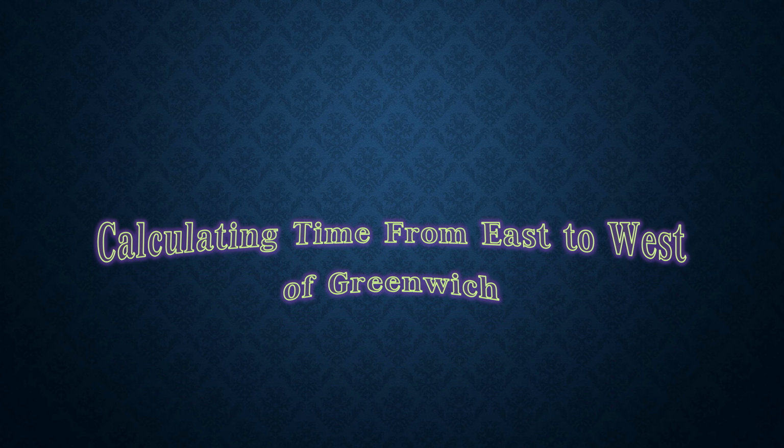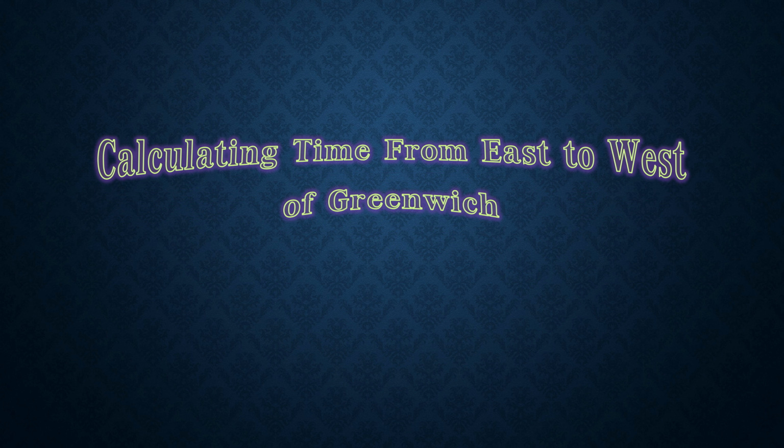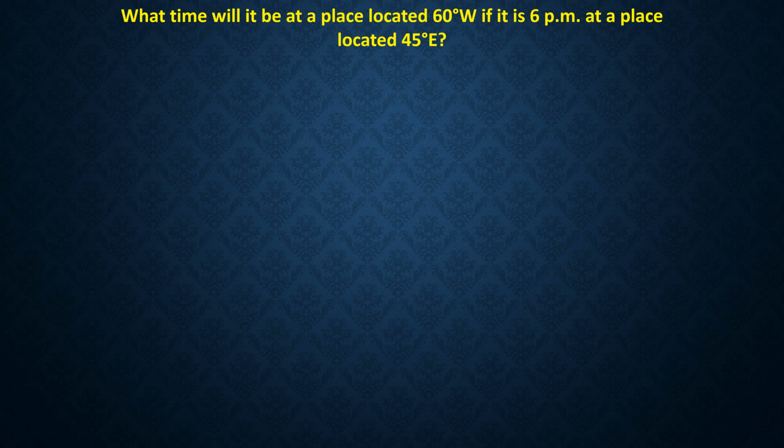Now, the last thing we're going to learn to do is to calculate time from west to east of Greenwich. Okay, so now we're going to calculate the time of a place located at 60 degrees west when it is already 6 p.m. at a place located at 45 degrees east. Wait a minute. This is not kind of like what we were doing earlier. Remember, what we were doing earlier, we were actually calculating the time of places which are both located either west or east of Greenwich. But in this instance, we have one place that is west of Greenwich and one place that is east of Greenwich.